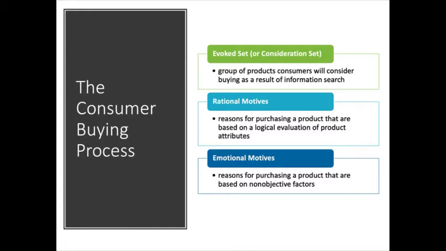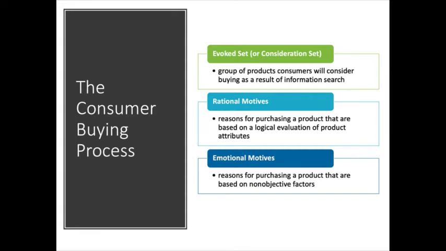You'll probably have a small group of options of products that you'll consider buying as you start your information search. And there are at least two different sets of motives why you would make a purchase. There are, of course, the rational motives, reasons for purchasing a product that are based on a logical evaluation of product attributes. But then there are also emotional motives, reasons for purchasing a product that are based on non-objective factors. What does this look like in real life?